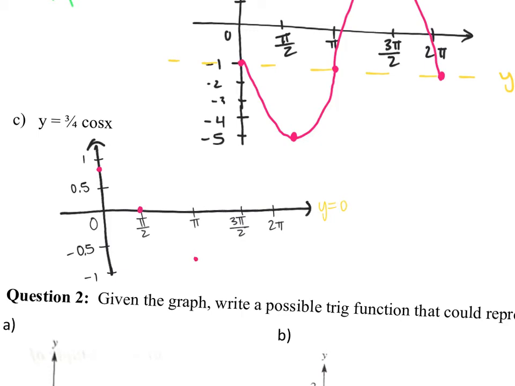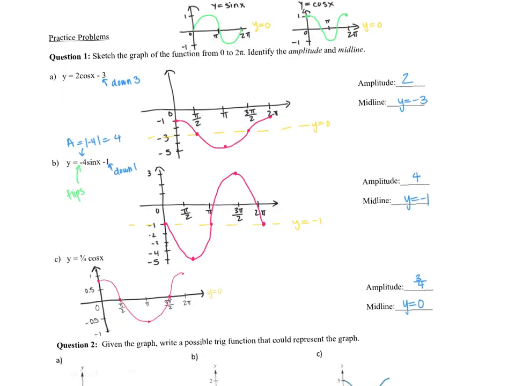And then for 3 pi over 2, it goes back up. And then for 2 pi, we go back up to positive 3/4. So when I connect the dots, I should be able to make that U-shaped curve again. And let's take a look and compare it to our cosine graph that's above here.